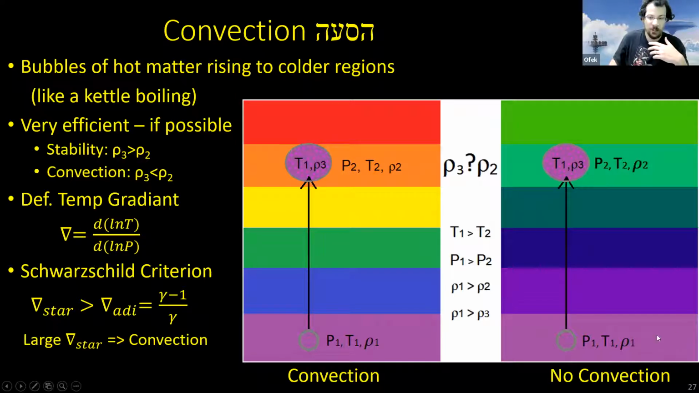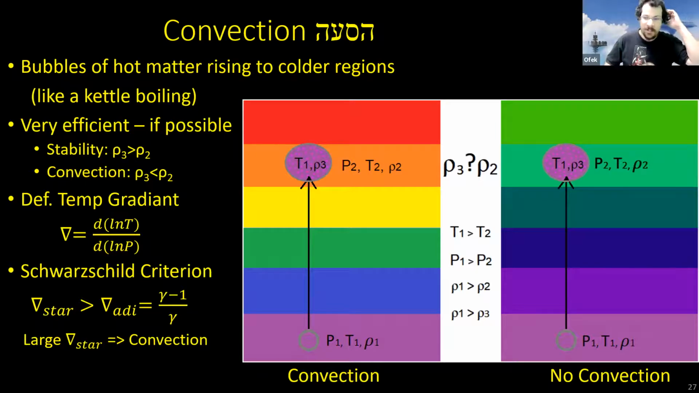So if a bubble tries to escape the high density, high temperature region to a low density, low temperature region, but the density rho 3 remains higher, that is, it's still higher than rho 2, gravity will push it back down, and so the column will be stable against convection. Right? You can't actually expect this bubble to travel very far because gravity will pull it back down.